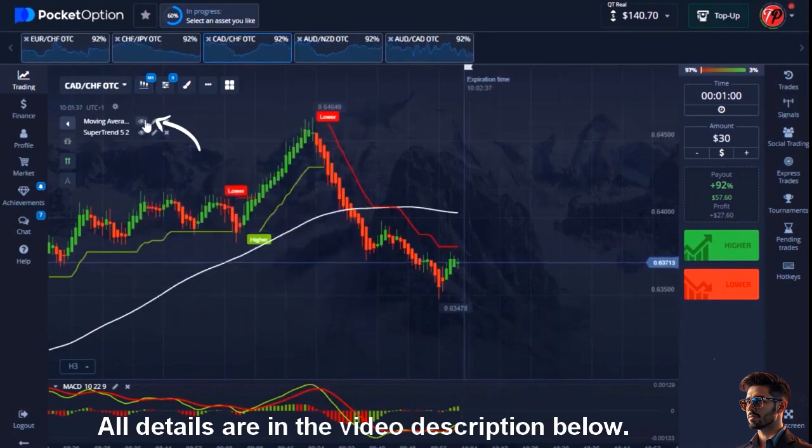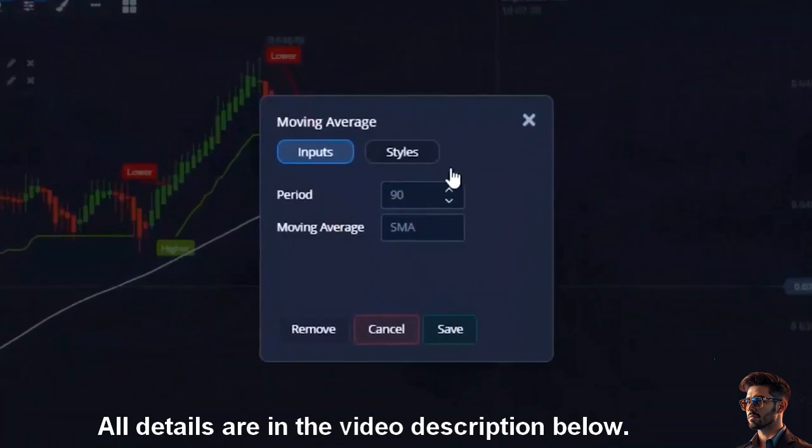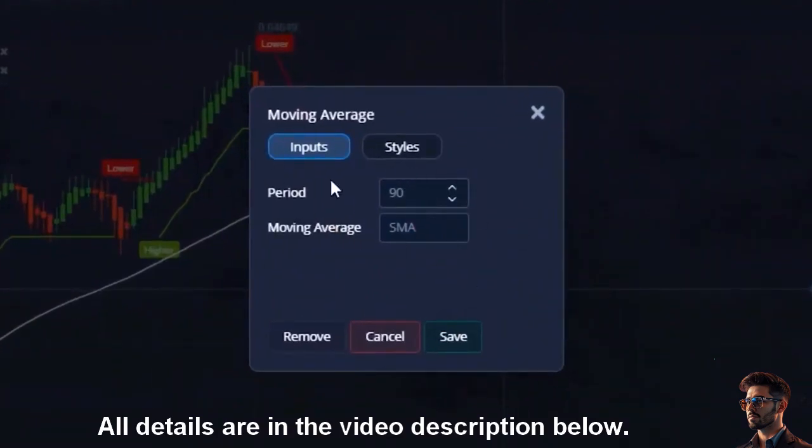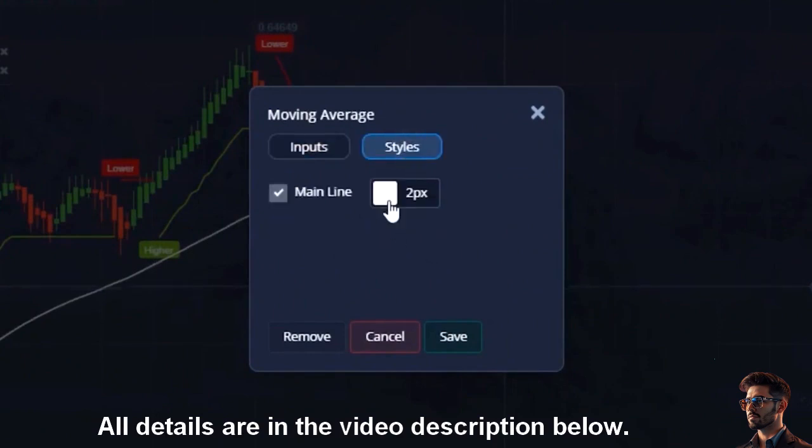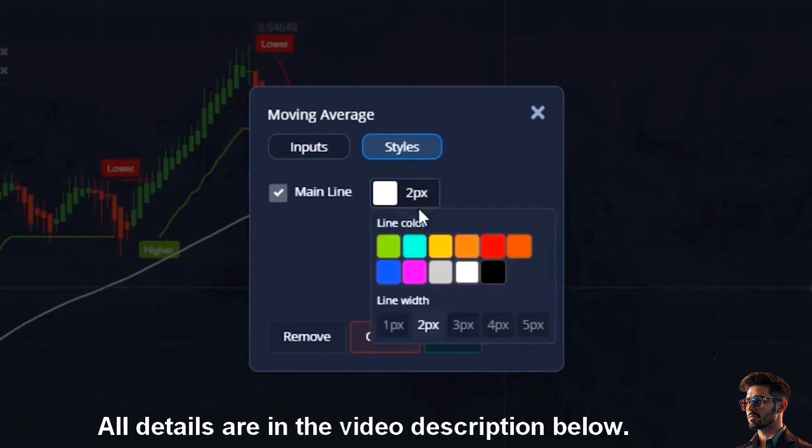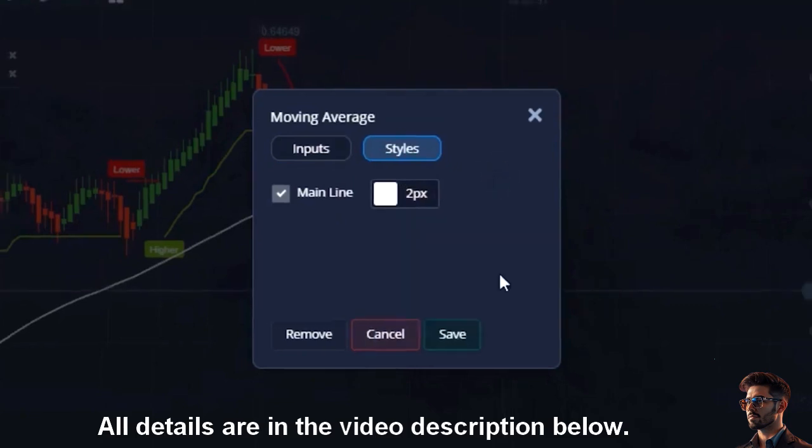Over here, this is the setup of each of the indicators. On the moving average, I use a period of 90. The moving average right here is SMA. On the style part here, I make sure I use the white color, and of course I set my line to 2 pixels. So that's it. When you're done, you hit save.